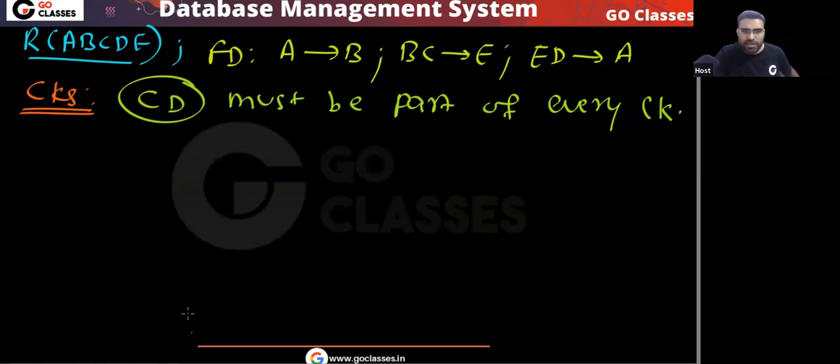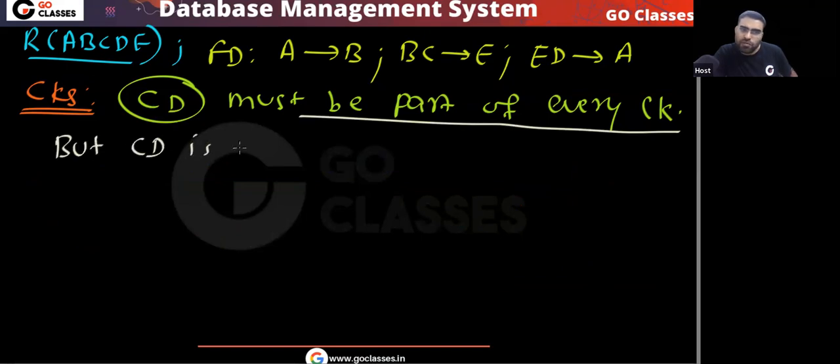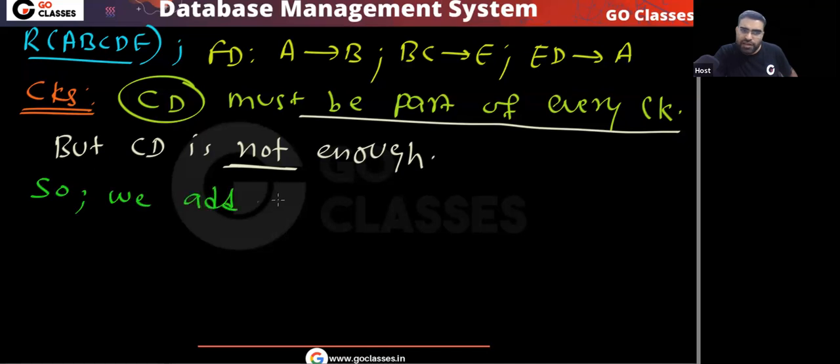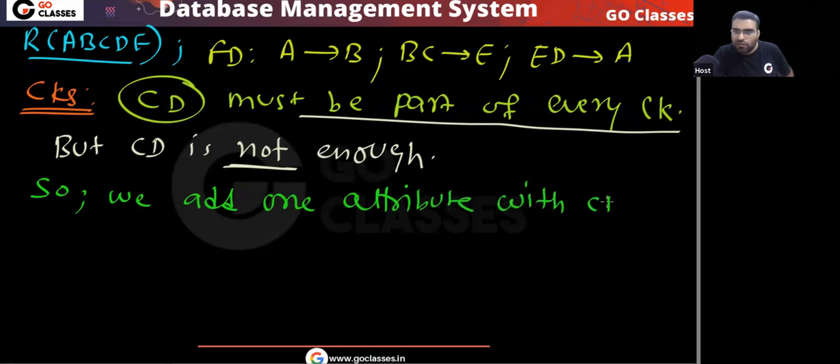So far, how many candidate keys did we get? Remember, CD must be part of every candidate key, but CD is not enough. Is this clear? So now we add one attribute with CD and check. This is what we do.